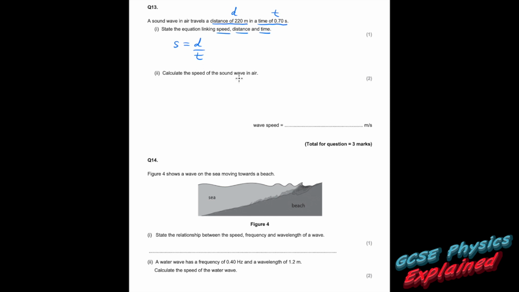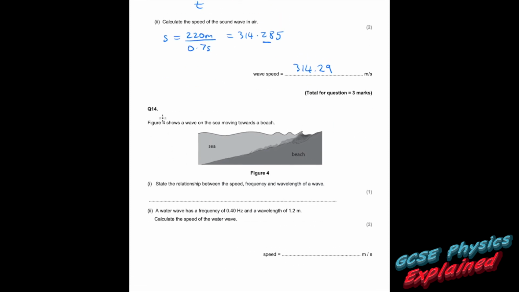Calculate the speed of the sound wave in air. So speed equals the distance was 220 metres divided by the time, which was 0.7 seconds, and that equals 314.28. Well, 0.285 really. Now they've done it to 2 decimal places, so we'd better do ours to 2 decimal places. So that's 314.29, because the 5 obviously rounds the 8 up to a 9.